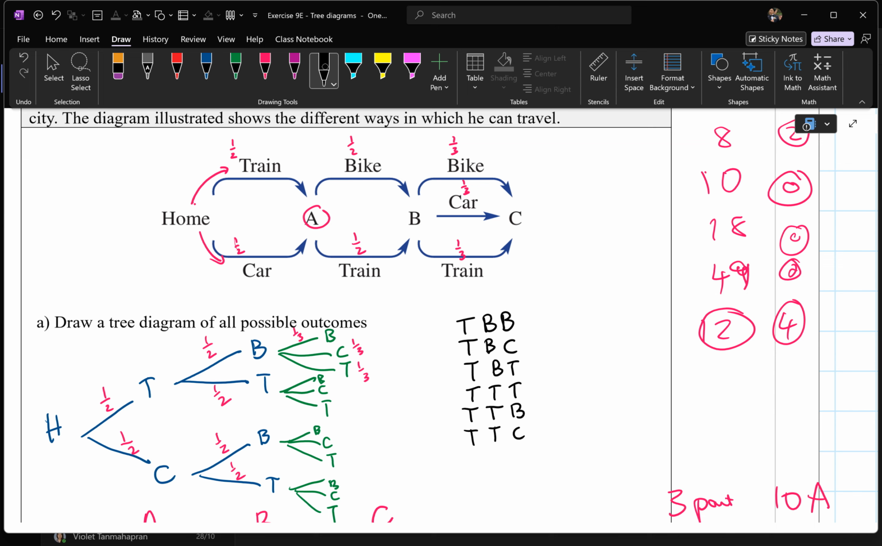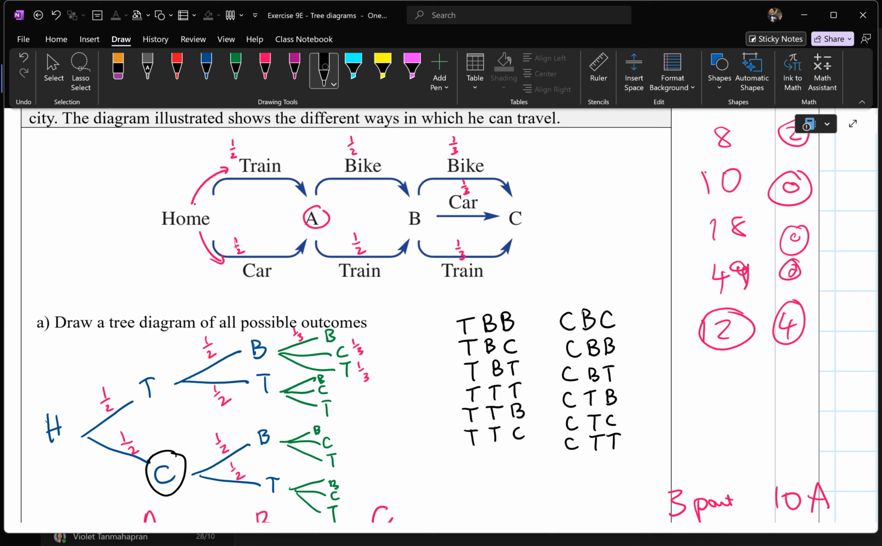If you do the other half now, you could have started off at car: car, bike, car, car, bike, bike, car, bike, train. Then you can do it again. Car, train, bike, car, train, car, and then car, train, train. I should have a total of 12 now. 1, 2, 3, 4, 5, 6, and that's another 6. So that's 12 options there. So that's all your possibilities there.